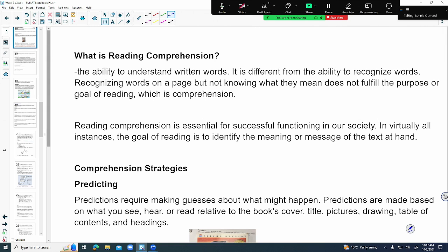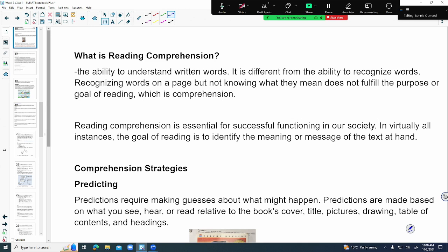Okay, so let's start then. What is reading comprehension? Reading comprehension is the ability to understand written words. So if you pick up anything to read, if you can read it and understand, get meaning from it, then that's reading comprehension.